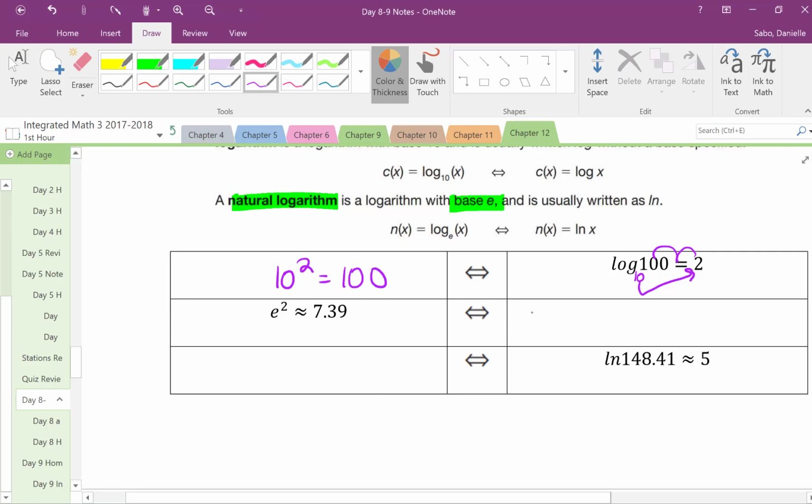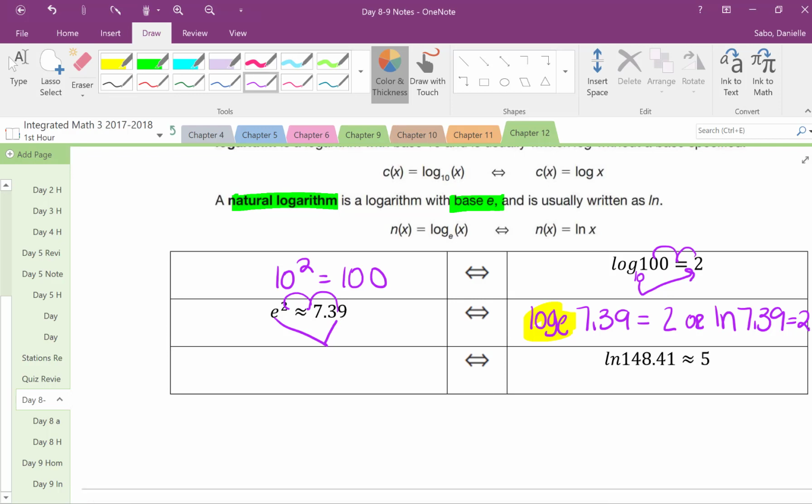I have log base e, I'm just going to write this out for the first time, of 7.39 is equal to 2. Now, mathematically that's right, but we like to make it in proper notation. How do we represent log base e? There's a way to write that out without writing log base e. It's called the natural log, or ln of 7.39 is equal to 2. Questions on that part? Do the next one. Be careful.